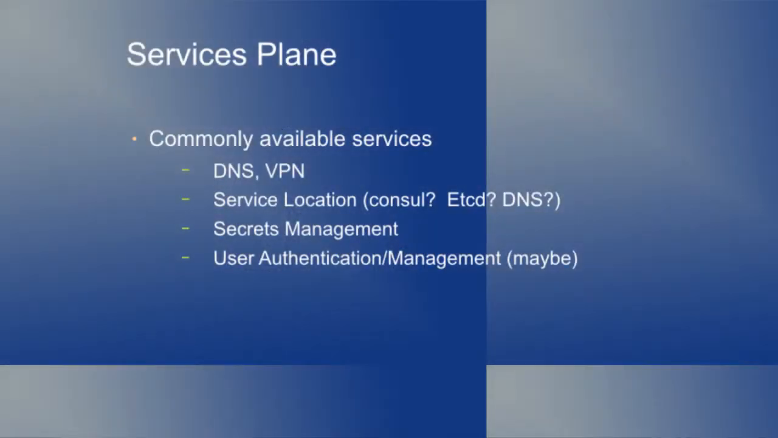Services plane. Commonly available network services, DNS, maybe my VPN. Service location tools like Console, like etcd, like Amazon Route 53 internal zones. I consider all part of this plane. Secrets management, perhaps user auth. All the things that when you build your application, you assume these services are available.